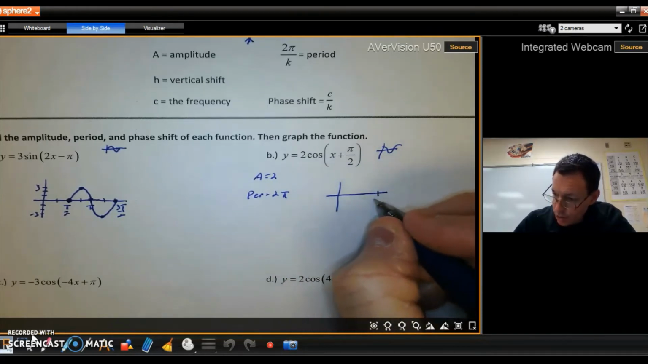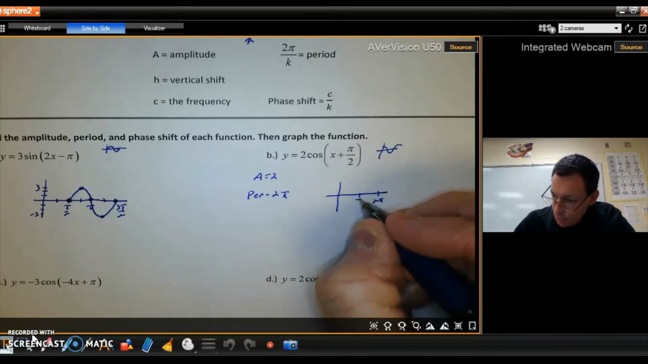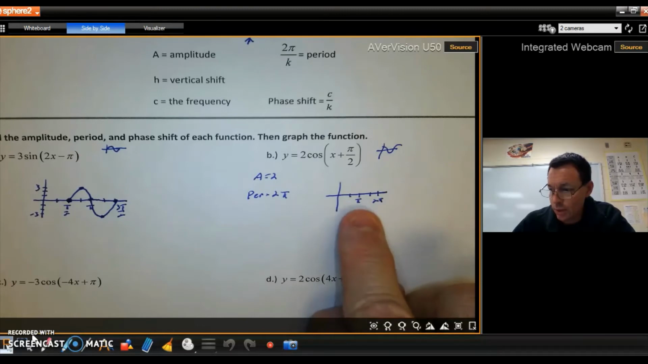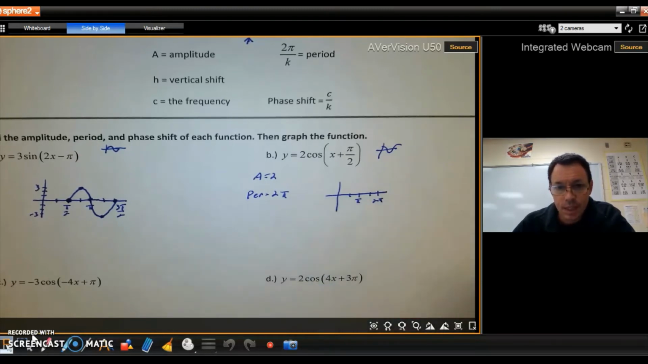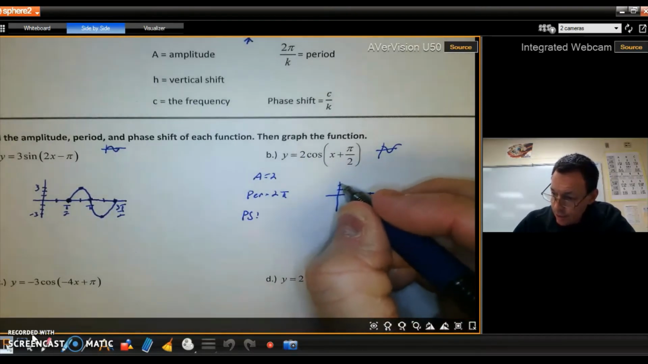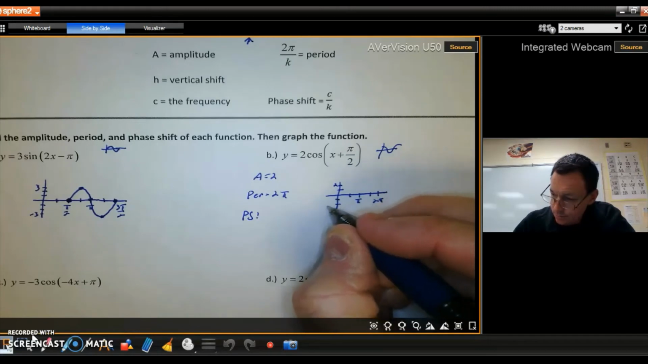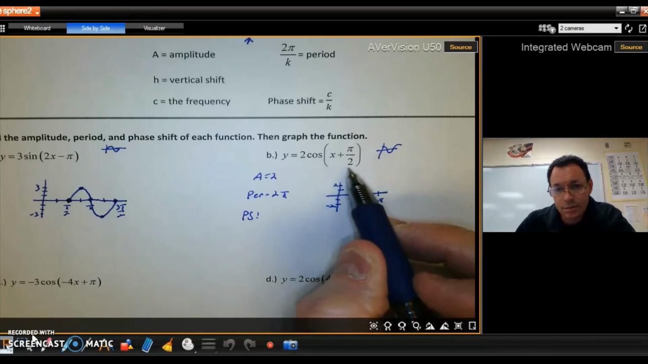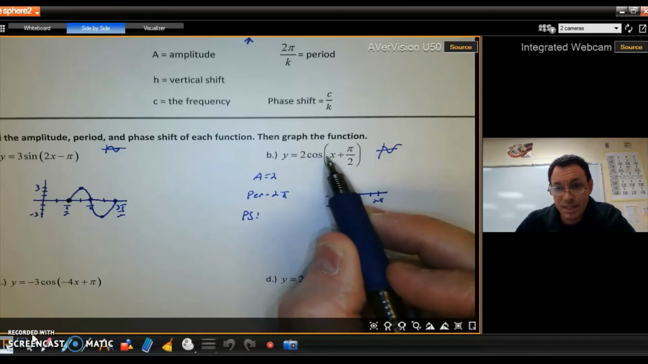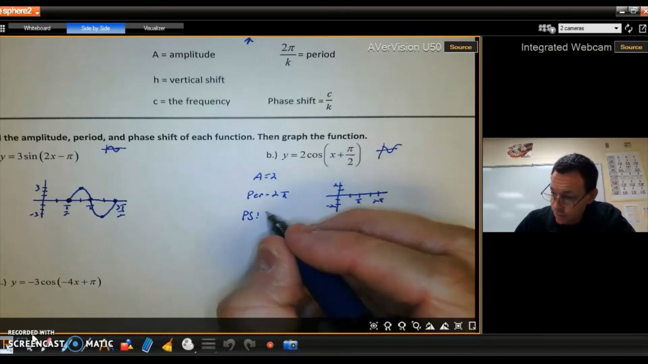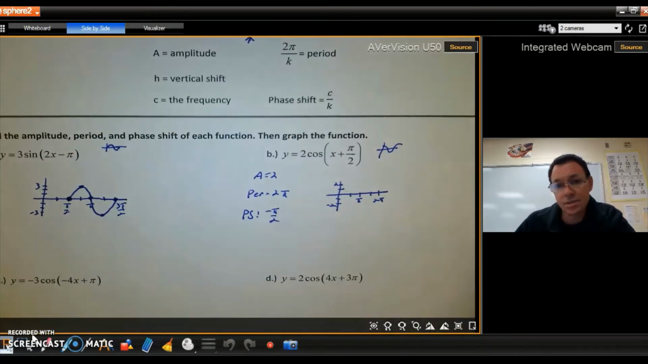Our graph is going to go out to 2 pi. That would be 1 pi, and that'd be pi over 2, and that'd be 3 pi over 2. Okay, if that's 2 pi, that's 1 pi, that's pi over 2, and that's 3 pi over 2. Now, this graph has a phase shift. I could also do the amplitude up 2 and down 2. Phase shift, remember, it's the opposite of what you're looking at divided by the number in front of the x. But in this case, it's just a 1. So it's just going to be negative pi over 2. So that's our phase shift.